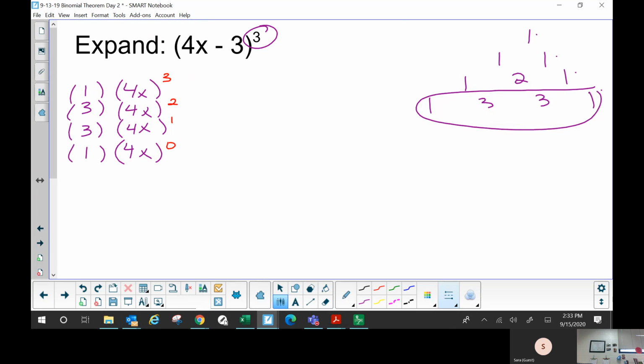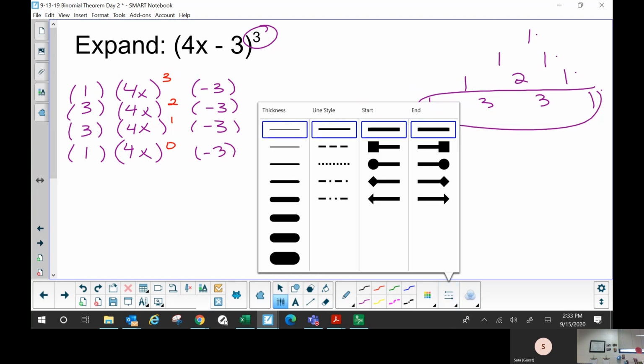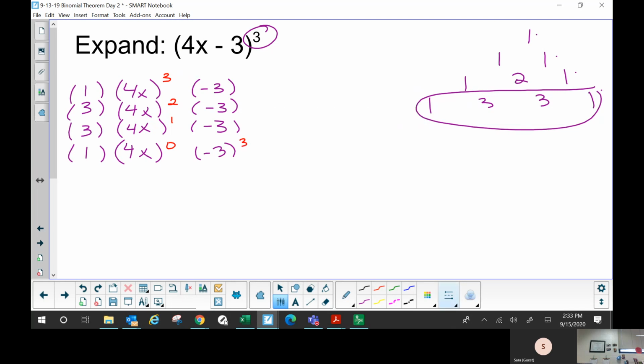Okay. And then our next term is -3. So we're going to write that out 4 times. And then you're going to go up the elevator with your exponents, starting at 3. So 3, 2, 1, 0. Now we're just going to apply those exponents to everything in the parentheses and then multiply straight across.